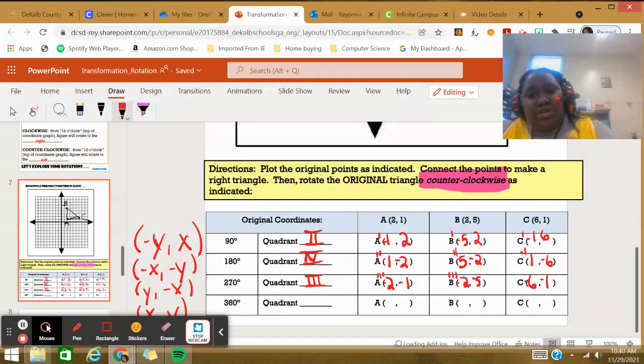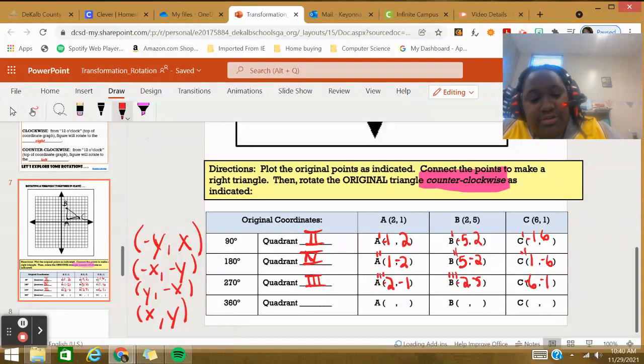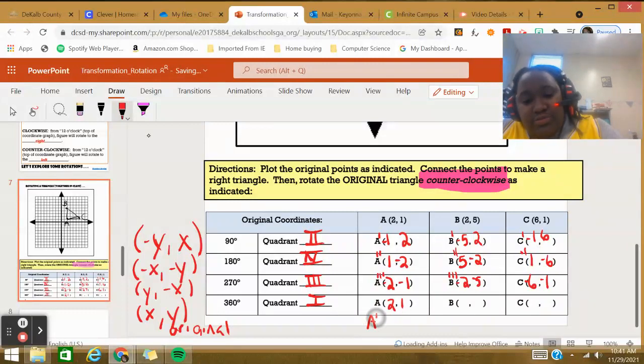And then finally, 360 degrees, guys. This just tells you that we're looking at the original figure. Okay, this will put you back to what you started with. And so this will put me back in quadrant 1. And so my original points will be the new points. So this will be (2, 1). And again, this will be A quadruple prime. So you put 4 tick marks.